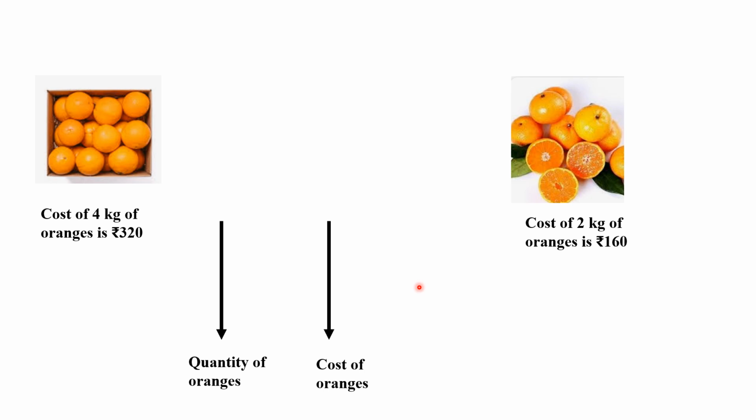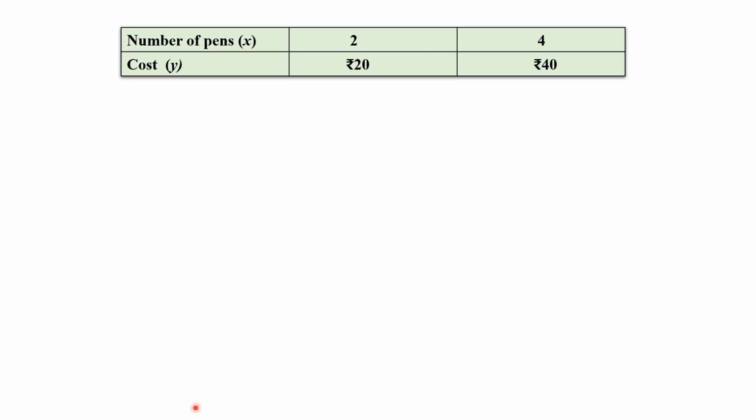So in both the cases we have seen, when the quantity is increasing, the cost is also increasing. When the quantity is decreasing, the cost is also decreasing. So in both the scenarios, they are directly related to each other. Now let's tabulate this data. So here I have arranged the data in table form and I have assumed number of pens as X and their cost as Y.